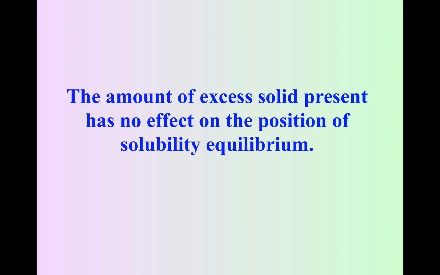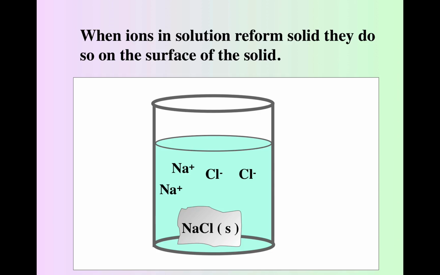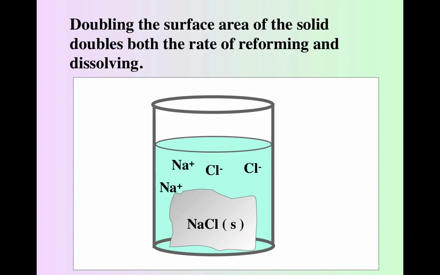Like we said, the amount of excess solid present has no effect on the position of equilibrium, right? It's a surface area issue. I have an equilibrium established between the return of the sodium ions and the chloride ions in equilibrium with sodium chloride solid versus escape. So if I double the surface area, I double the opportunity for returning to the solid phase, and double the opportunity for escaping into the aqueous phase.